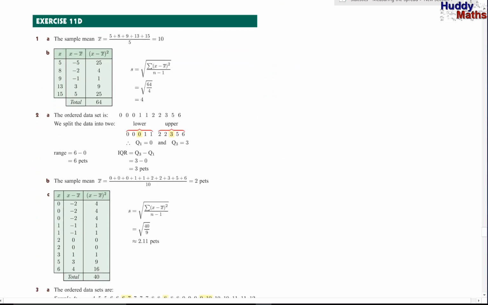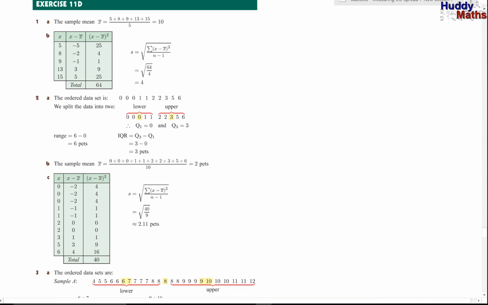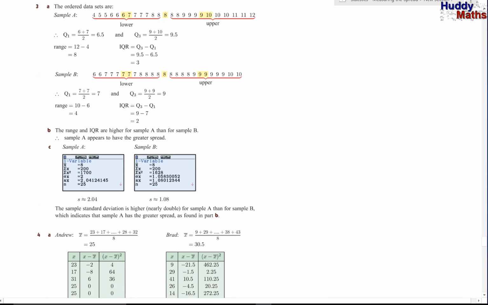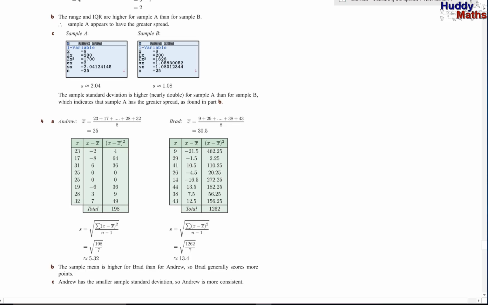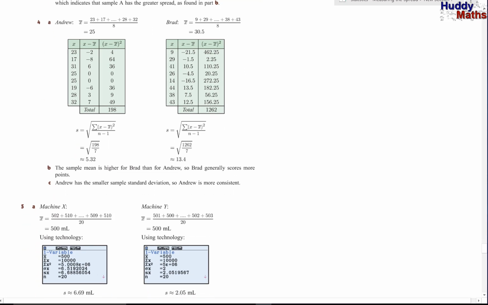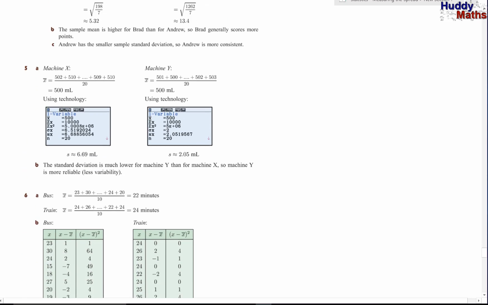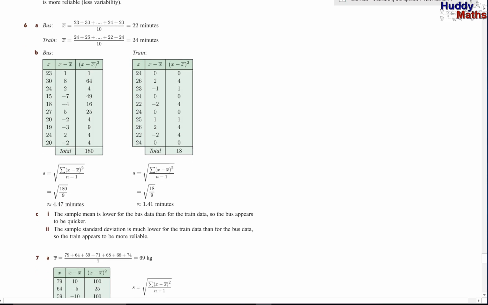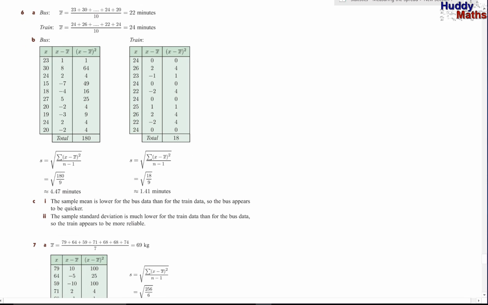Coming down, we have question 1 and 2. Question 3. Question 4 now. I'll just get question 4 on. Question 5. Question 6 done in a table. You probably didn't do that like that. Technology is okay for that one in this particular course.